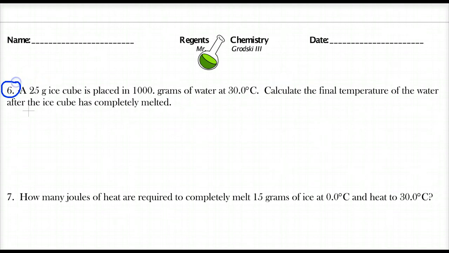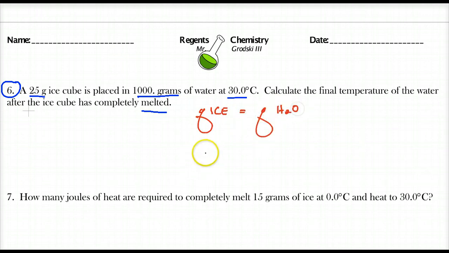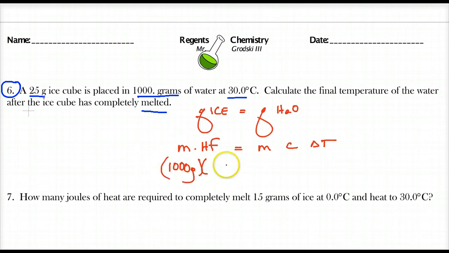This is much like what we did for lab today. We have a 25-gram ice cube. It's placed in 1,000 grams of water at 30 degrees. I want the final temperature of the water after the ice cube is completely melted. Now, I will say this. Q of the ice equals Q of the water. Now, the water is going to be MC change in temperature. The ice, because you know it's 1,000 grams, can't be MC change in T. We know something. We can do the melting of ice. Melting of ice is mass times heat of fusion. So you can take your 1,000 grams, times it by the heat of fusion, which is 334 joules per gram.